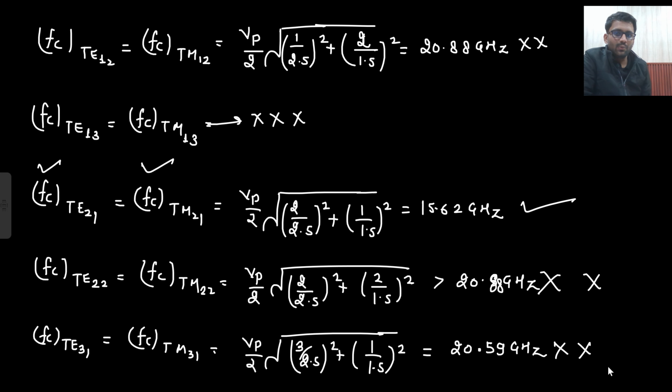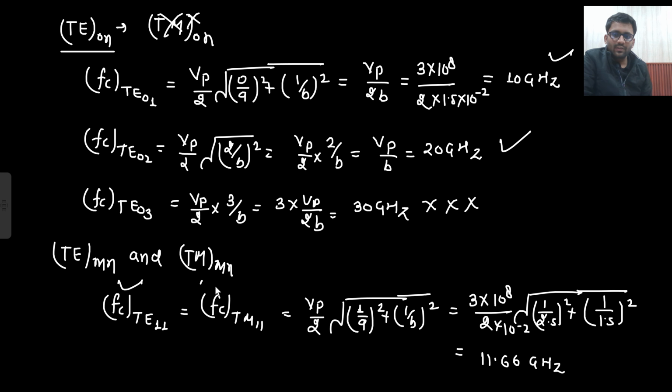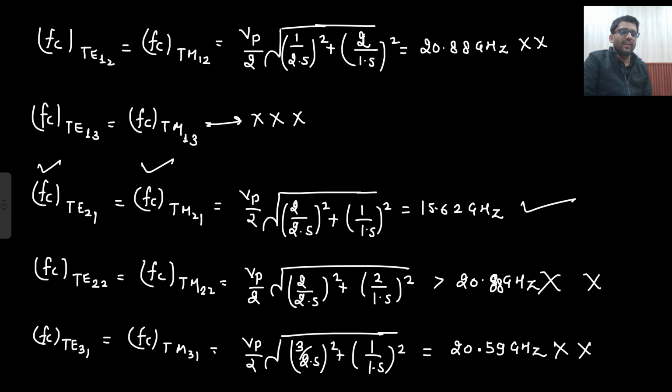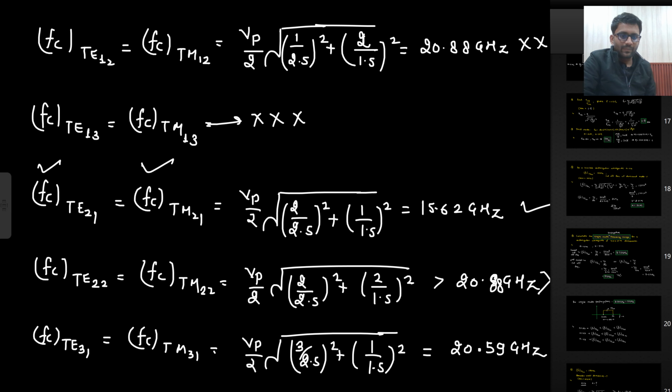1, 2, 3, 4, 5, 6, 7, 8 and 9. These 9 are propagating. So 9 modes are propagating.